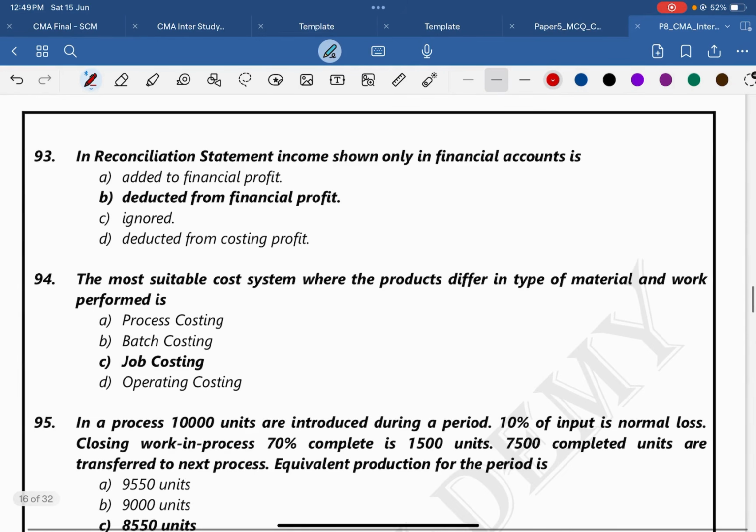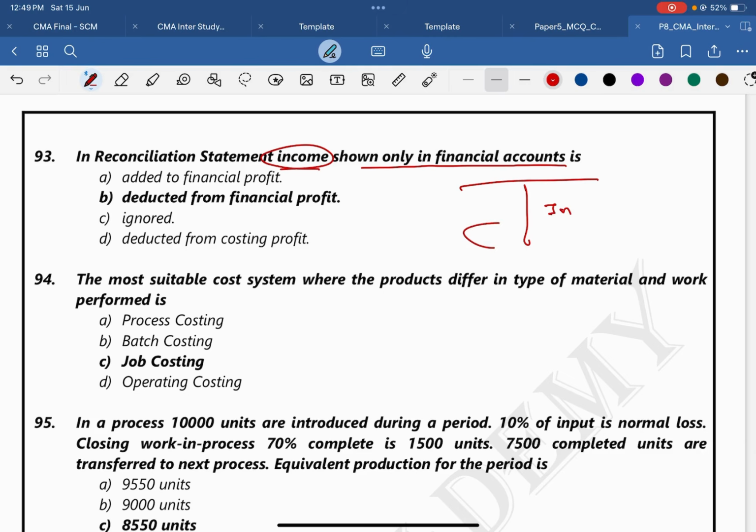Then 93, in reconciliation statement, income shown only in financial accounts is very simple. Income is only shown. Okay, already it has shown an income. I derived a financial profit. Now I move on to costing profit. What do I need to do? Income shown in financial accounts needs to be deducted to arrive at a costing profit. So it should be deducted.